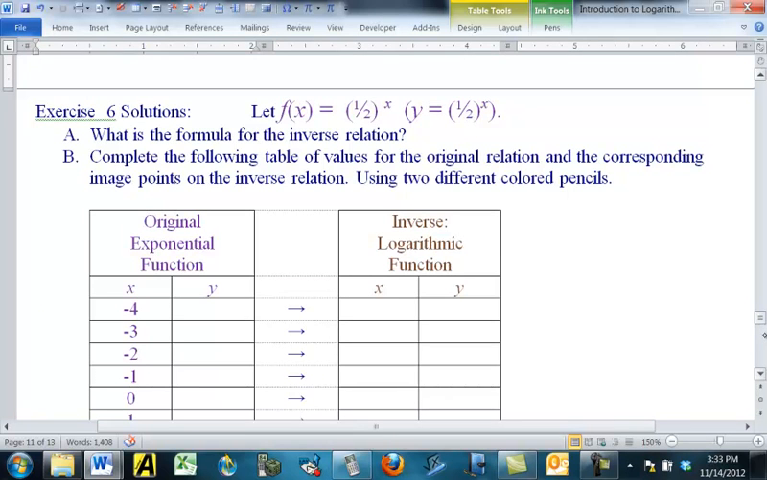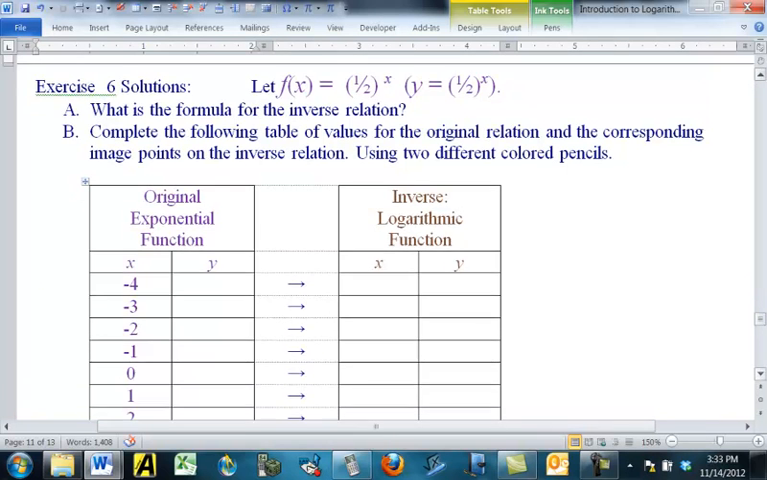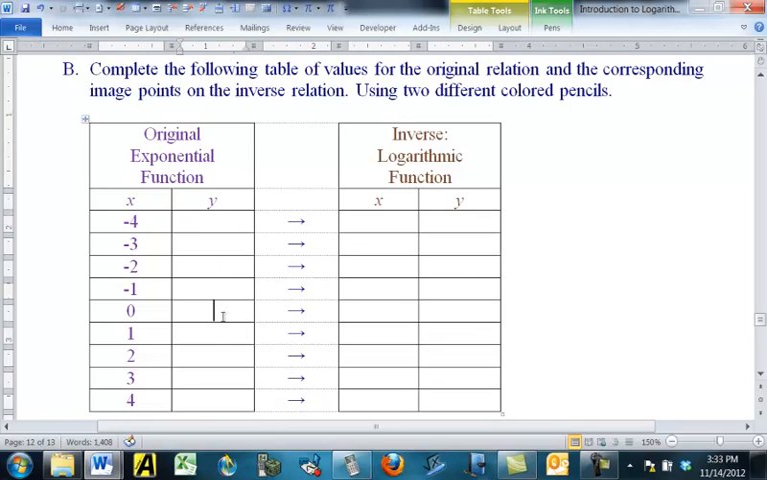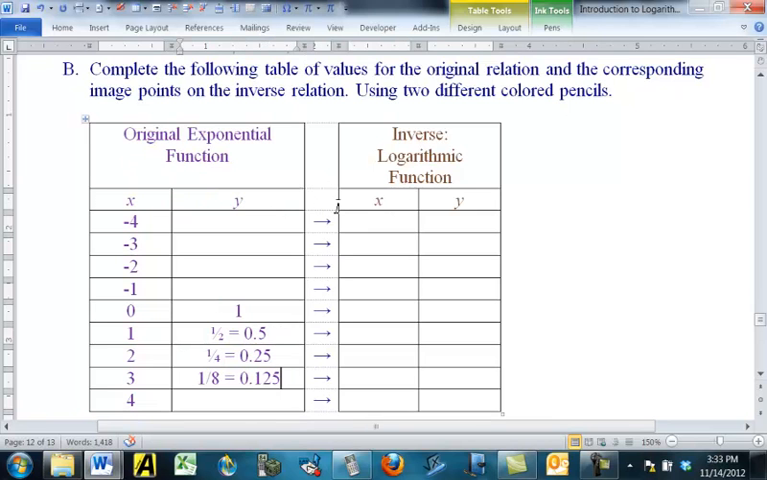Okay, well, let's see what we've got here. 1/2 to the 0 is 1. 1/2 to the 1 is 1/2, which equals 0.5. 1/2 to the second is 1/4, which equals 0.25. 1/2 to the third is 1/8, 1 over 2 to the third, which equals 0.125.